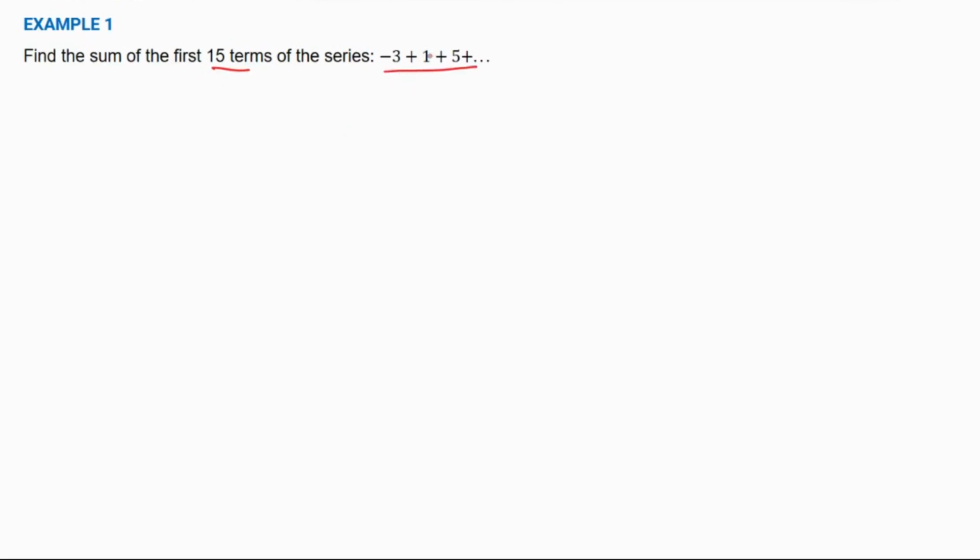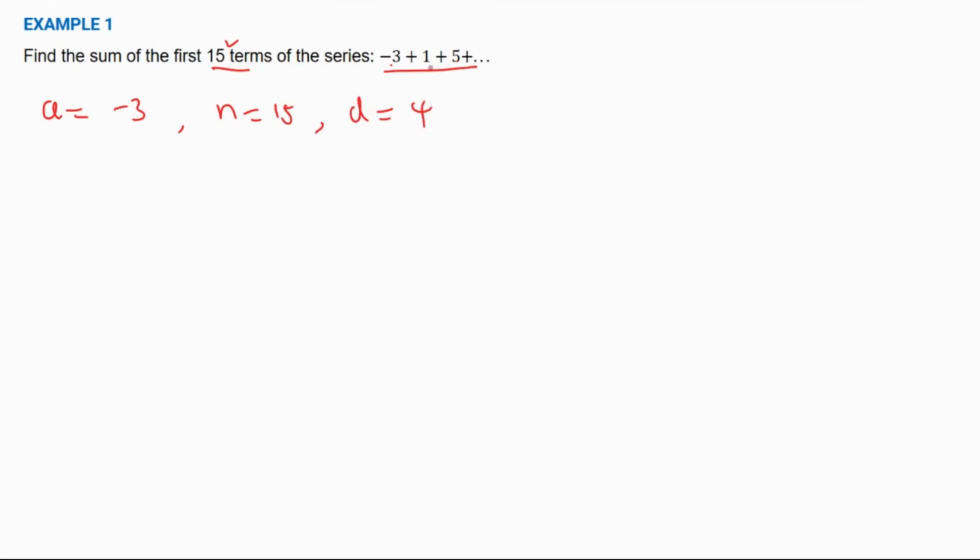If you check, this is an arithmetic series, so there's a common difference here. a is equal to -3. Then n is equal to 15. Then what else do we have? The common difference is equal to 4.